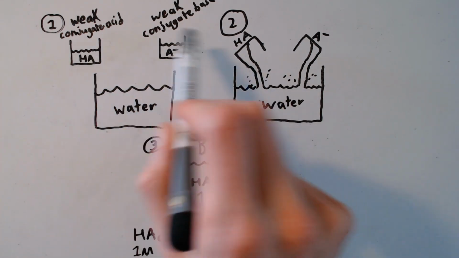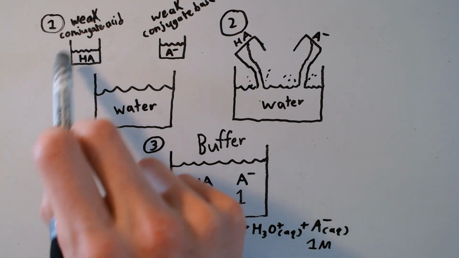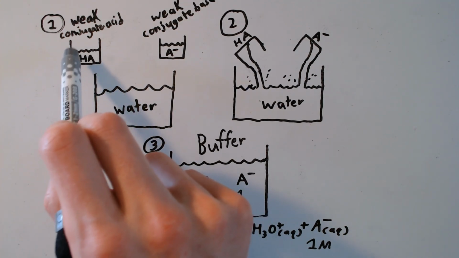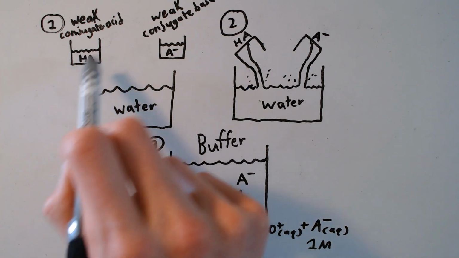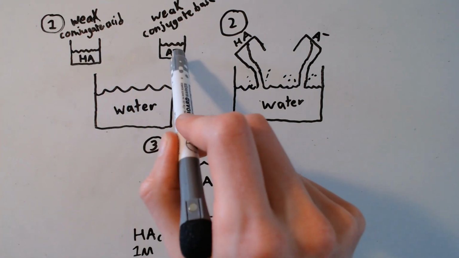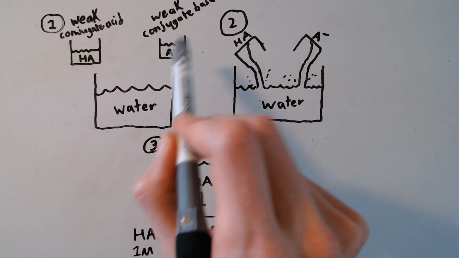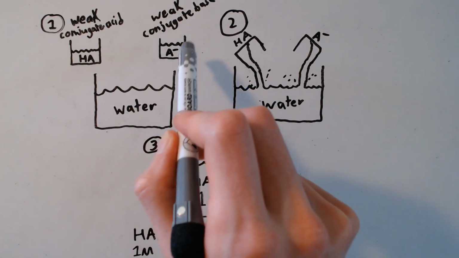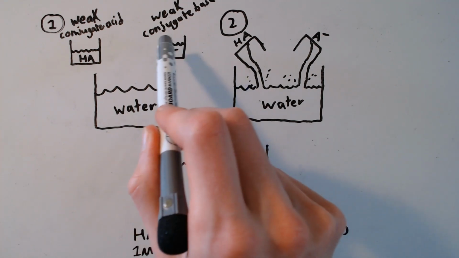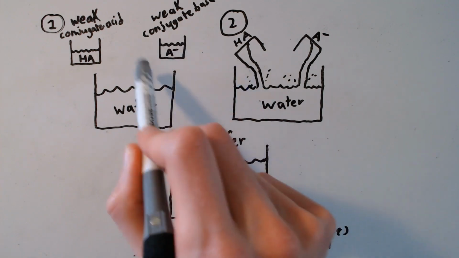There are roughly equal amounts of both. So yes, this HA dissociates in its own vial to produce some A minus, but it's essentially negligible because remember, this is a weak acid. So little A minus is actually produced. And here this A minus also takes H's from the water to produce some HA, but very little, so little that it doesn't really matter. So we can say essentially that most of this is HA and most of this is A minus.